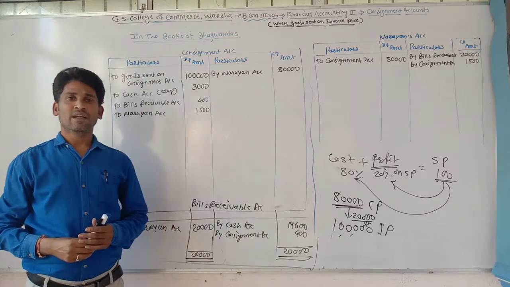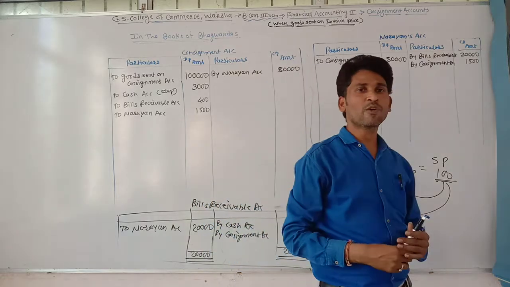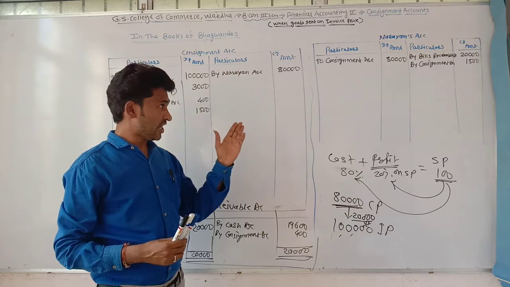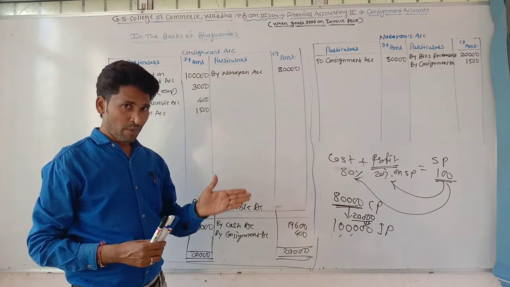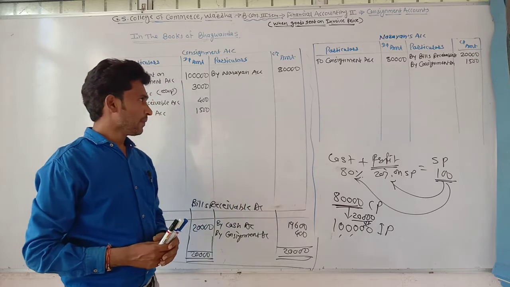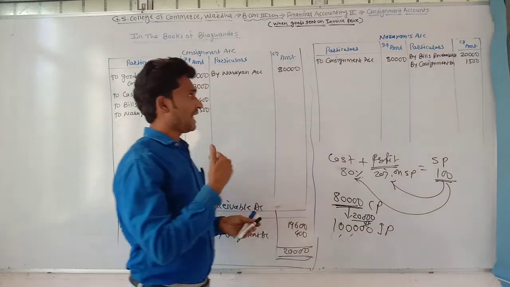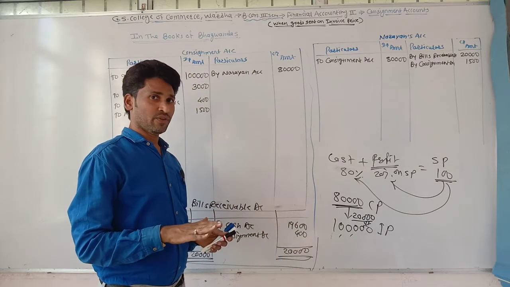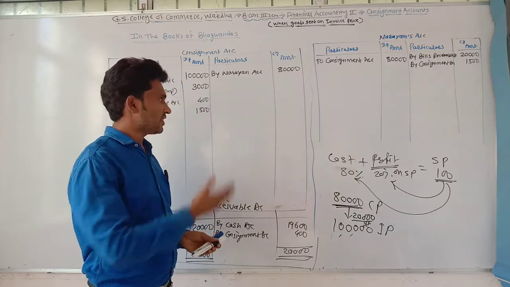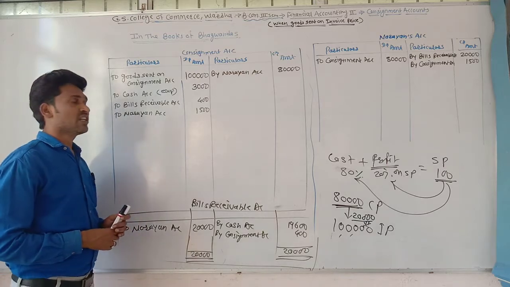Narayan also deducted its commission, which is 5% on the selling price. Narayan charged its commission at 5% on the selling price of goods sold, and it sold the goods for rupees 80,000. So Narayan charged its commission, which was decided at 5% on the selling price. For that, Bhagwan Das passed the journal entry.